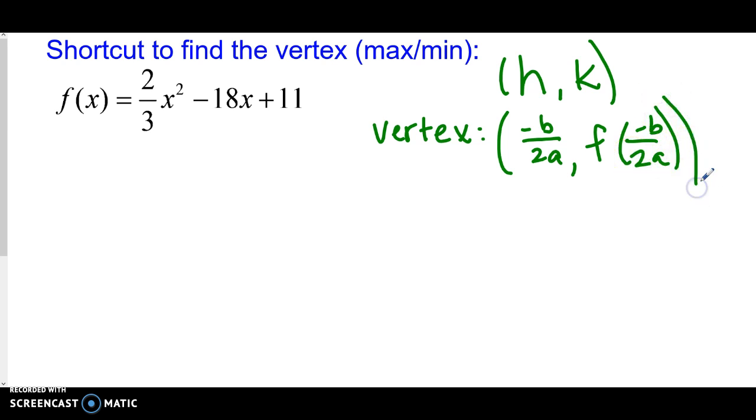The x value of my vertex would be the opposite of b over 2a. The y value of my vertex would be f of the opposite of b over 2a. And there is a nice proof to this, so I'm going to go ahead and show you that. There's actually 2 of them. So I'm going to show my work and kind of briefly explain this. And you guys don't have to write this down, but it's just nice for you to know.